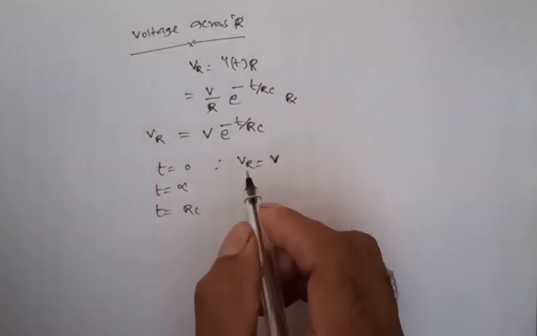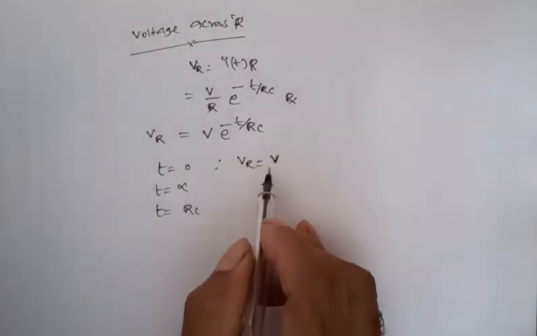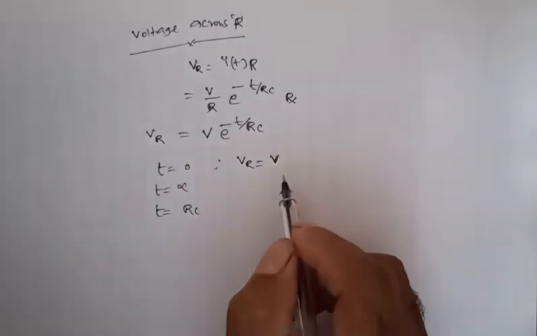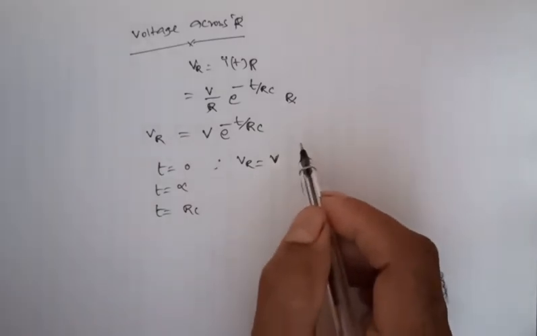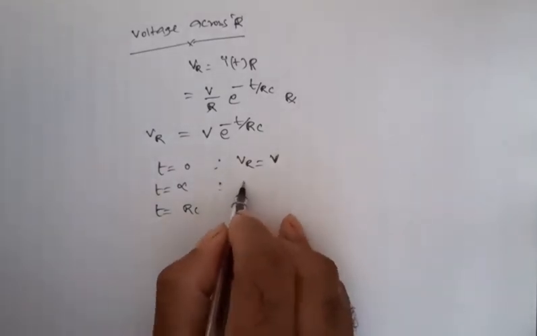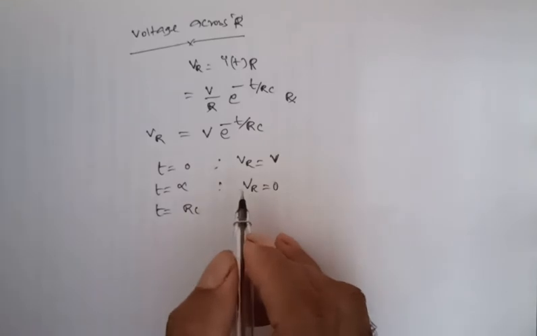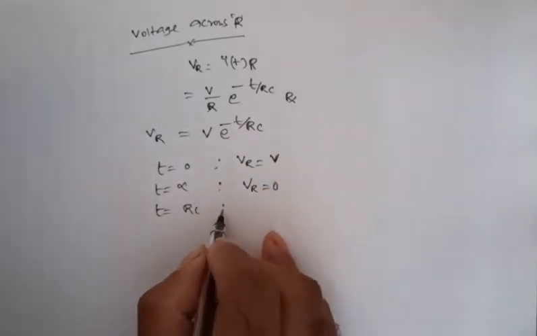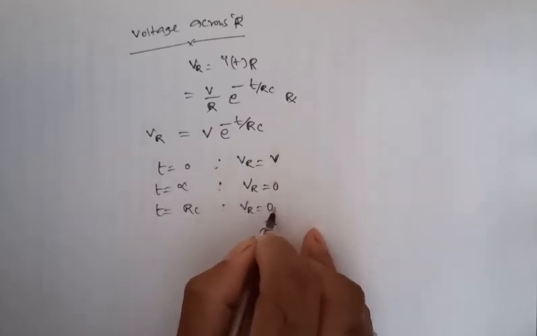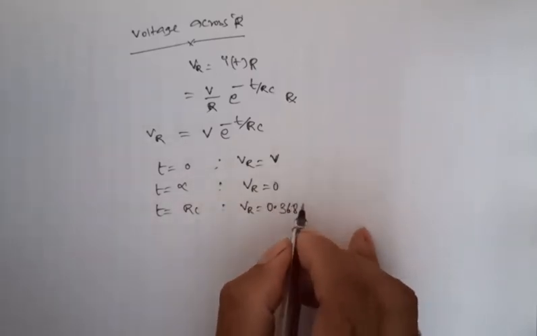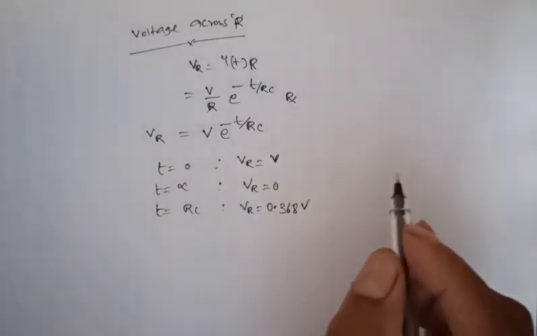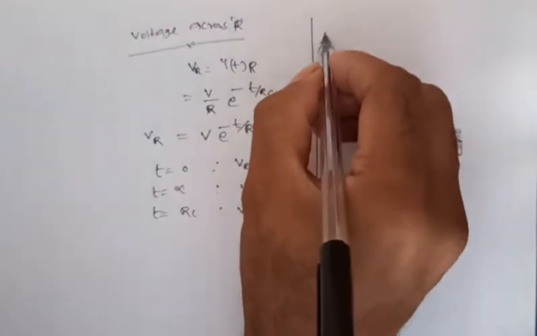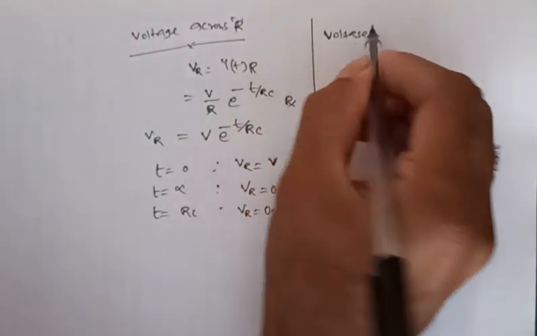As we know that in the circuit at t equal to 0, initially when switch S is closed, capacitor acts as a short circuit. That's why the total voltage should drop across resistor. At t equal to infinity, voltage across resistor should become 0. Why? Because capacitor will become fully charged. At t equal to RC, voltage equal to 0.368 times of V. Okay, these are the different voltage levels at different time instants.